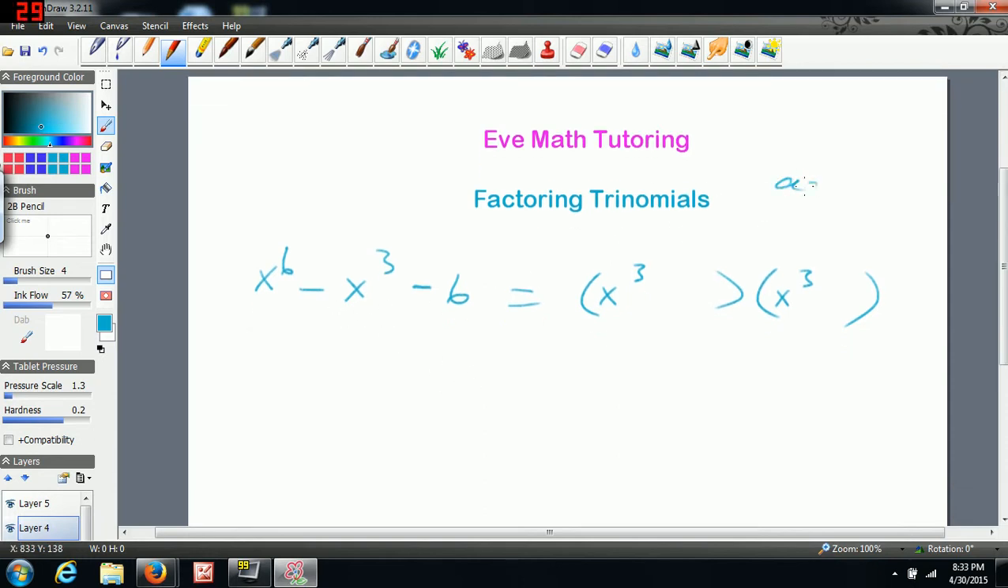So we want two numbers that add to -1 and multiply to -6. So right off the bat, that would be -3 and +2. Okay, so you go ahead and put those in, and you're done. Okay, so that's how you factor something like that.